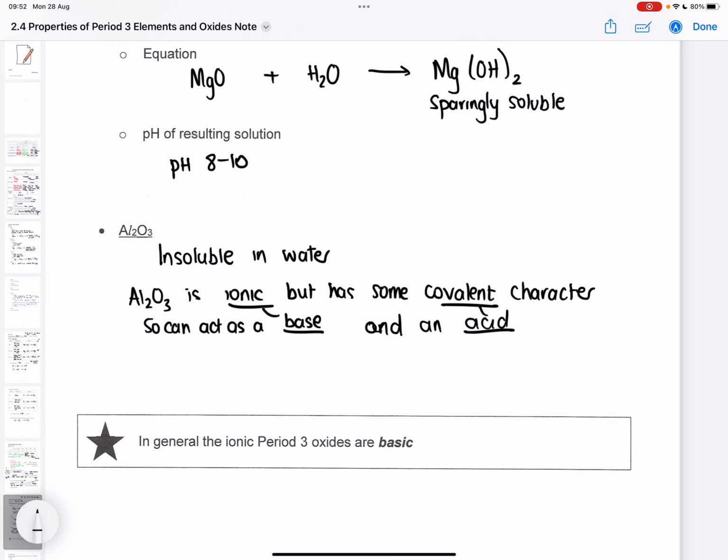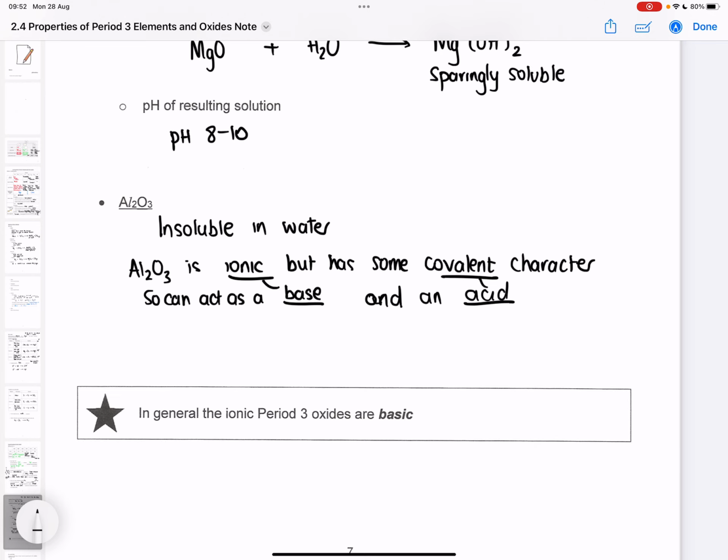So in general, the ionic period 3 oxides are bases. In the metallic oxides, there is an actual oxide ion, whereas in the covalent oxides, there is no ion because it's joined covalently. In the metallic oxides, you're going to form these hydroxide ions, and so they're basic. They can accept protons.